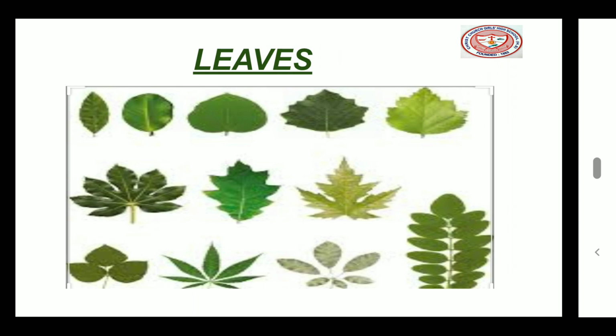Leaf. A leaf is any usually flattened green outgrowth from the stem of a vascular plant. The basic 4 types of leaves are simple leaf, compound leaf, palmately compound leaf and pinnately compound leaf. The main functions of leaves are photosynthesis, transpiration, guttation, storage, defense, etc.